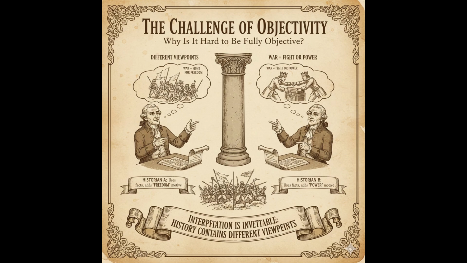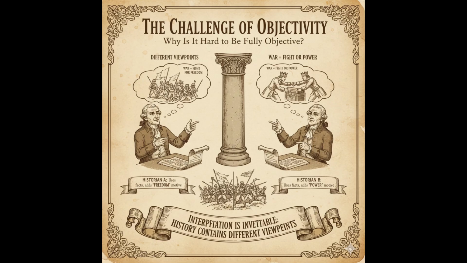Even though historians try to be objective, complete or absolute objectivity is difficult. This is because every person thinks differently. People belong to different cultures, religions, languages, and families. These differences influence how they understand events. Two historians may read the same information but explain it differently.